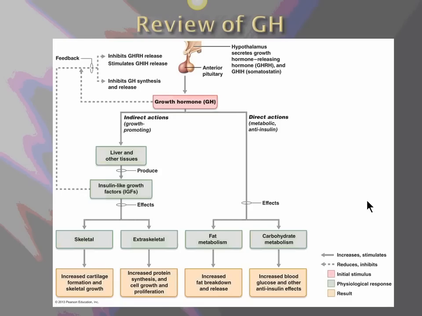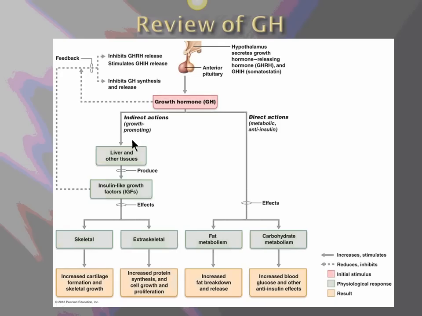So this is a review of growth hormone. You can look at it. Growth hormone releasing hormone is produced. It has direct action. It causes fat metabolism, increases fat breakdown, and increases blood glucose level. So unlike insulin, it's anti-insulin. That's why we call it diabetogenic.